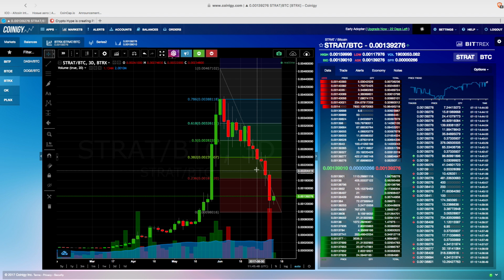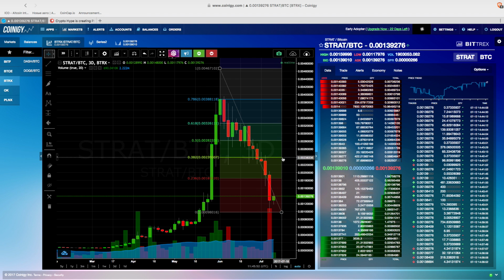As you can see, if you really want to be certain, you can always buy back at the 38.2 Fib, which is about 238,000 Satoshi, right over here, if you're not really certain that Stratis is going to have a comeback. But I truly believe that Stratis is definitely going to have a comeback, and it's going to go way beyond its all-time high. So I've got no worries about Stratis, because I already know that it's a legit cryptocurrency coin.